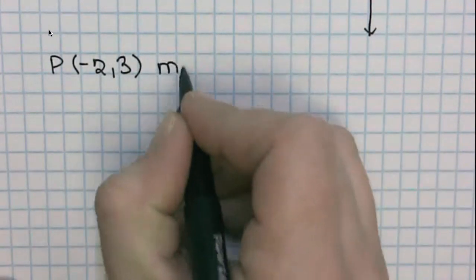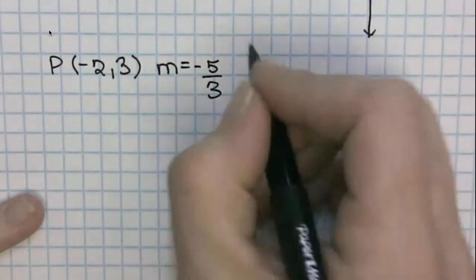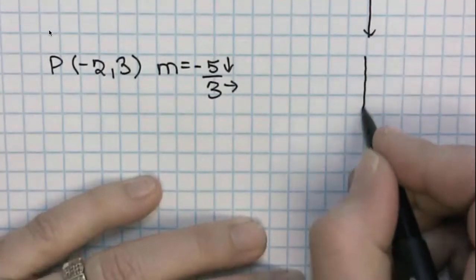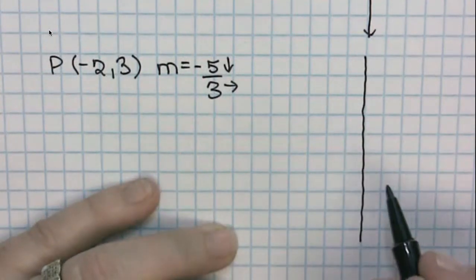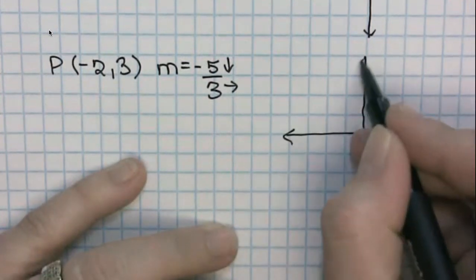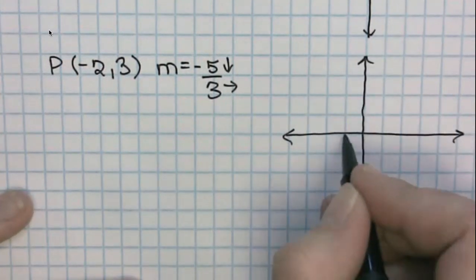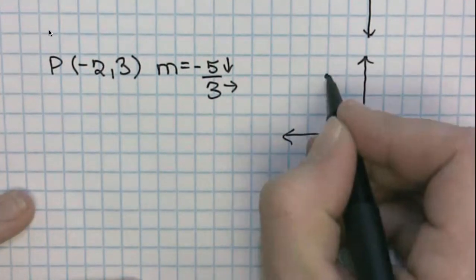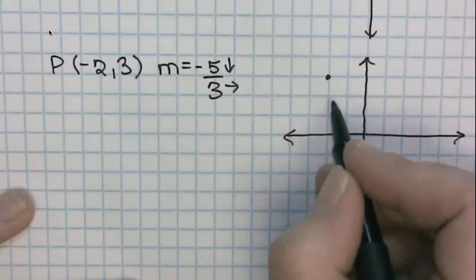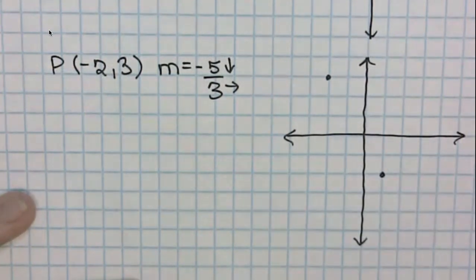Last example, we have a point at -2, 3, and I have a slope of -5 over 3. So from my point, I'm going to go down 5 to the right 3. I'm going to start at -2, 3. So that's back 2, 1, 2, up 1, 2, 3. Here's my first point. And from this point, I'm going to go down 5 to the right 3. So down 1, 2, 3, 4, 5, 1, 2, 3. And there's my line.